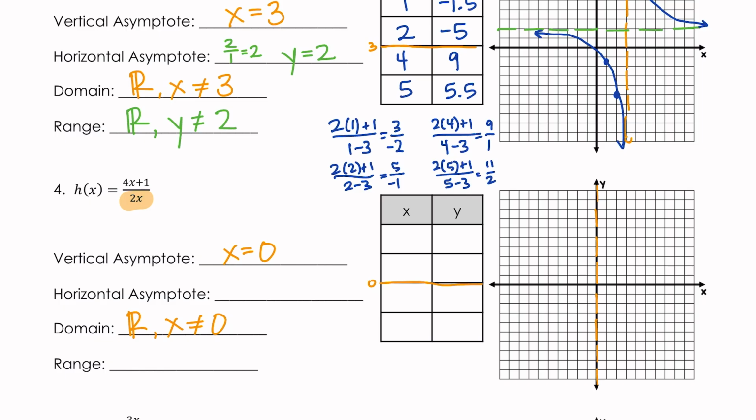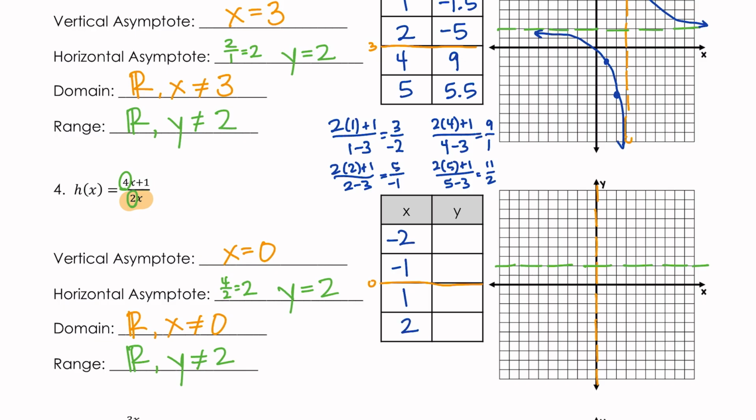For our horizontal asymptote, we're looking at the coefficients of x in the numerator and the denominator. So here, 4 over 2, which reduces to 2. So y equals 2 is again our horizontal asymptote, because it's whatever that reduces to. And the range is all real numbers except y is not 2. So it's going to be all the values except it cannot cross that asymptote. Okay. For our table, if 0 is our midpoint, 2 points to the left, negative 1, negative 2, and 2 points to the right, 1 and 2.